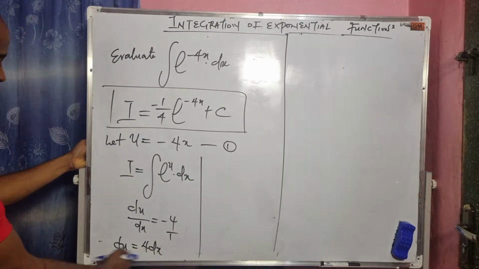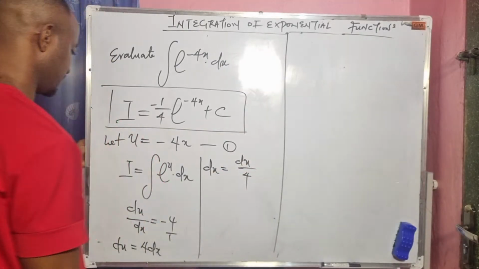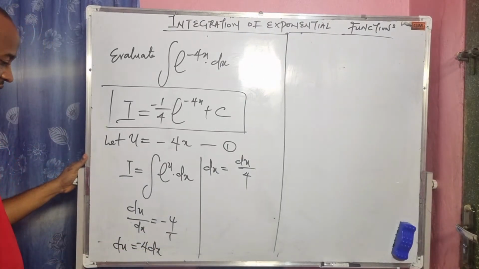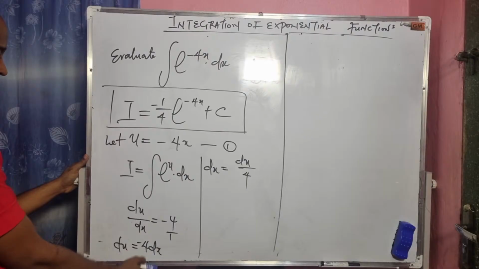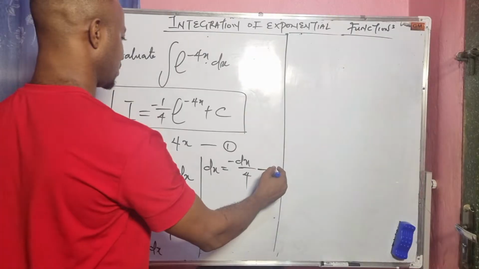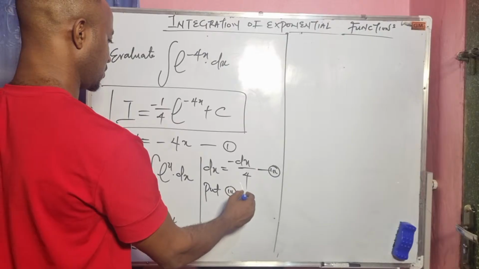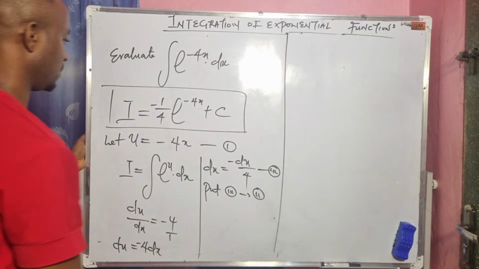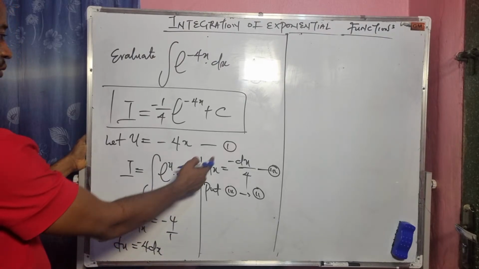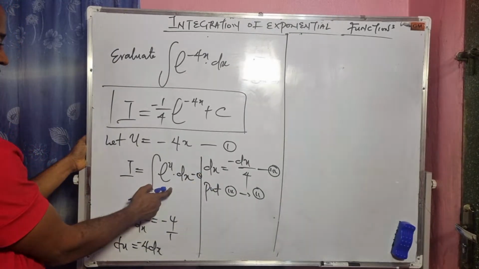So from here, by the time we divide both sides by minus 4, dx becomes du over minus 4. Minus 4 times dx is du, so here we have minus du over 4. I can call this equation 3, and I will put equation 3 into equation 2. Equation 2 is our integral in terms of u and dx, meaning I'm going to put my dx into this expression.